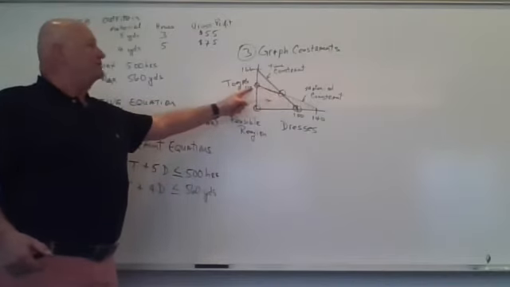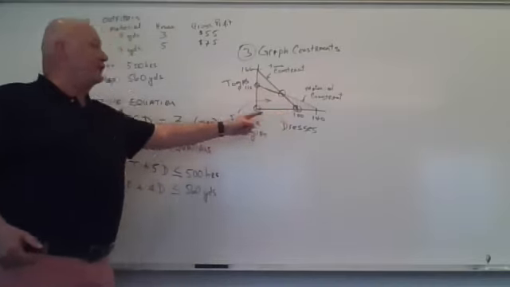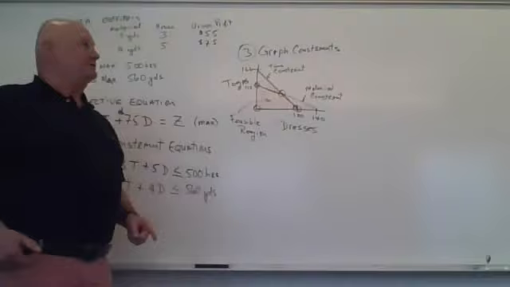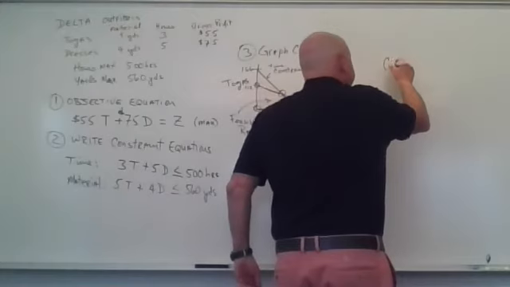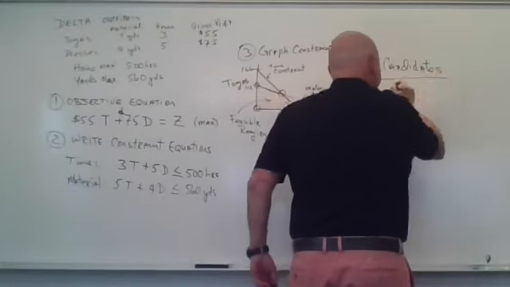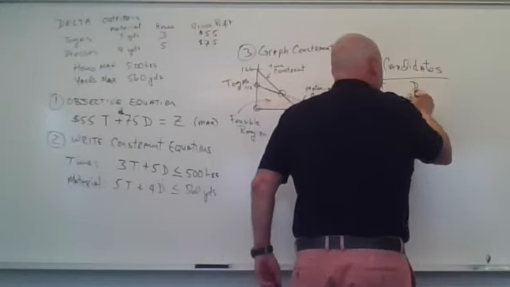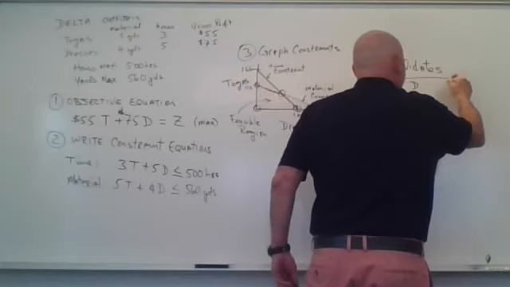This point up here is a test for 112 togas and 0 dresses. This point is a test for 0 togas and 100 dresses. At this point, we've got to figure out what it is. But let's get started on our candidate tests. T for togas and D for dresses. And over here is our gross profit.